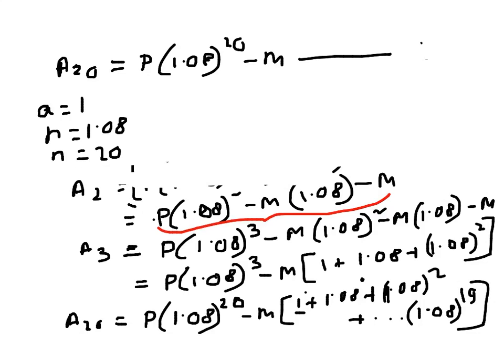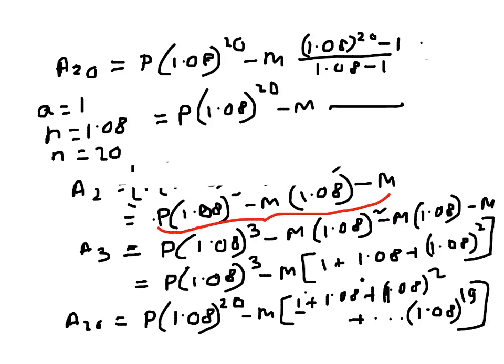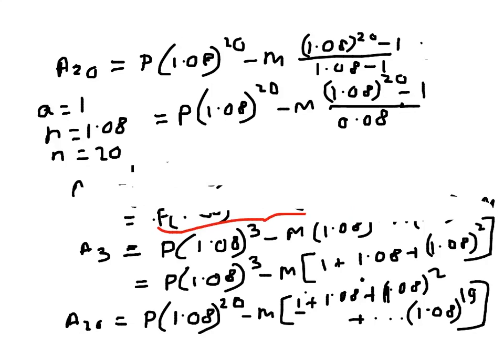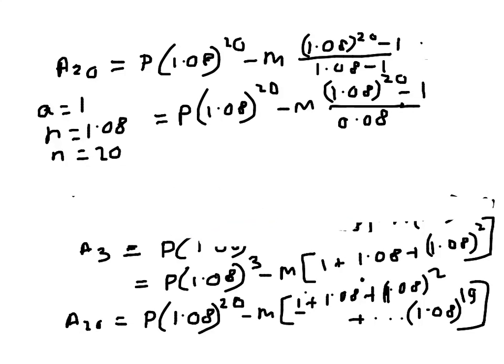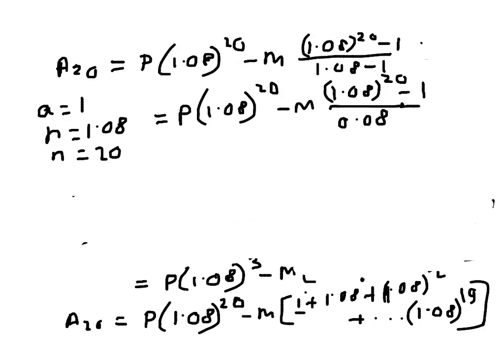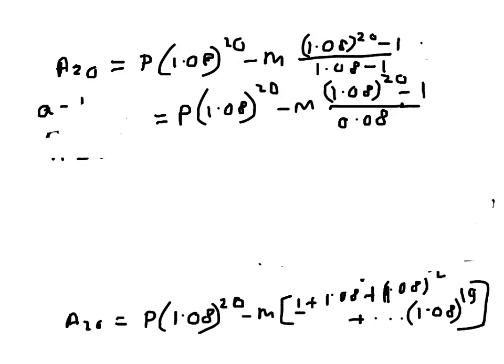So this will be (1.08^20 minus 1) over (1.08 minus 1), so it's becoming P(1.08)^20 minus M times (1.08^20 minus 1) over 0.08. We are getting something similar to the loan problem, but this is an investment problem. This is the interesting thing, and it's happening because the investment is also like that. He has invested money that is compounded annually, but he is also taking out. So equation-wise it's becoming the same thing.